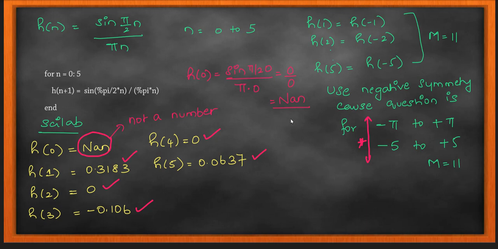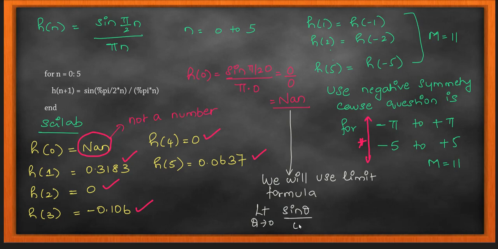Now what we do in such cases, we cannot take this NaN, but we will instead use limits to compute h of n at n equal to 0. The limit formula that I am relying on is: limit theta tends to 0 of sine theta by theta is equal to 1. So I'm going to use that here. I'm going to write it as limit n tends to 0, sine pi by 2 n divided by pi by 2 n, because the theta has to be the same on both. When I introduce that 1 by 2 in the denominator, I'm going to get a 1 by 2 outside.